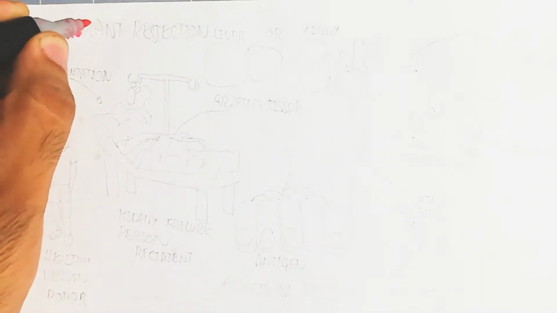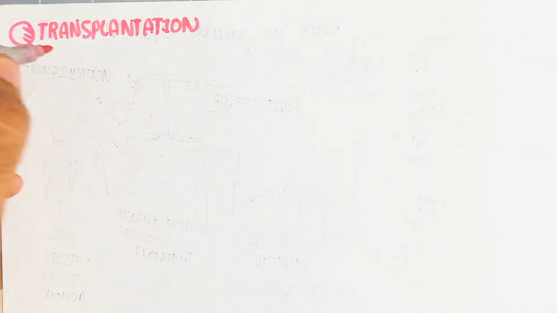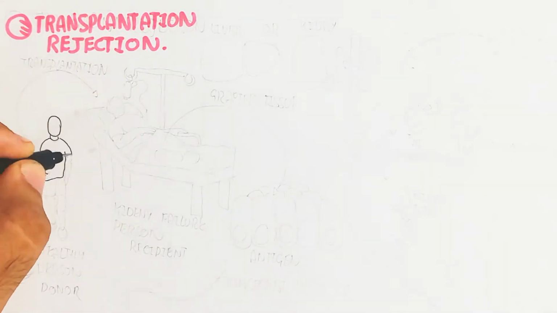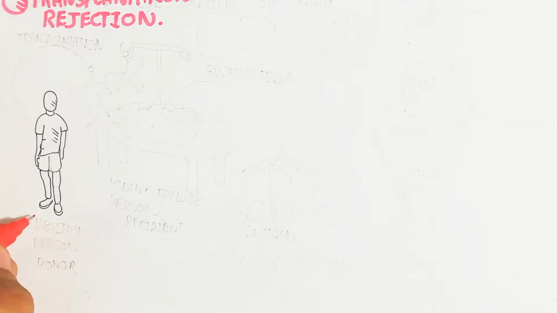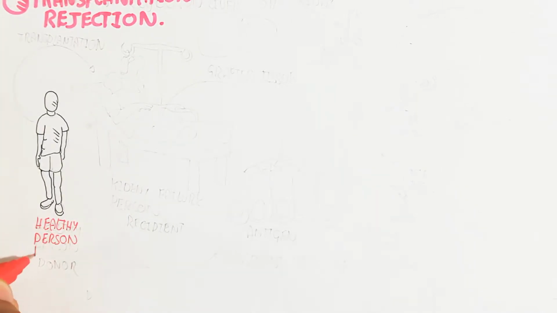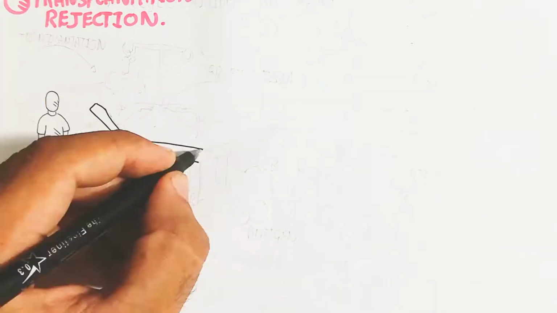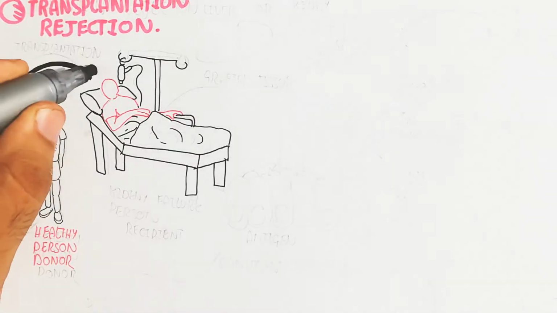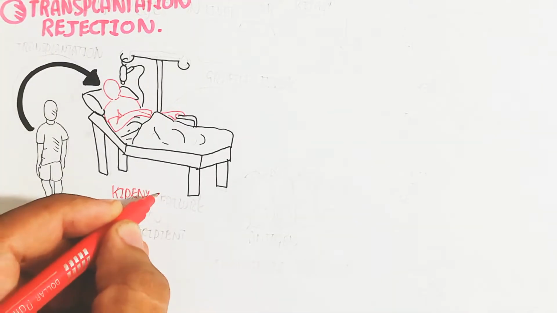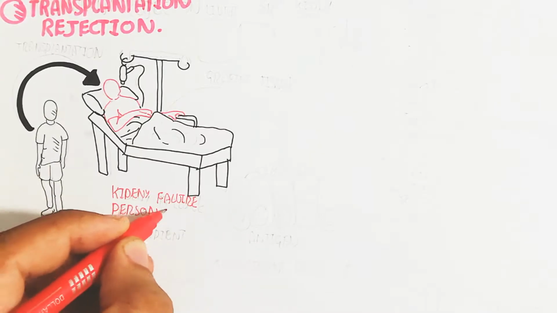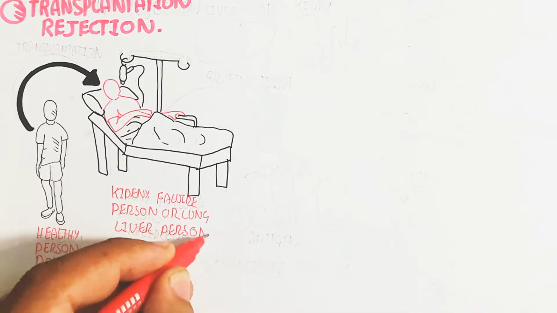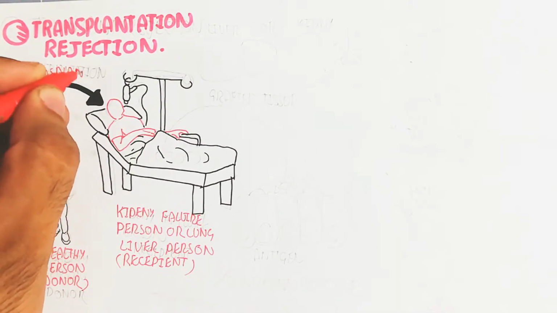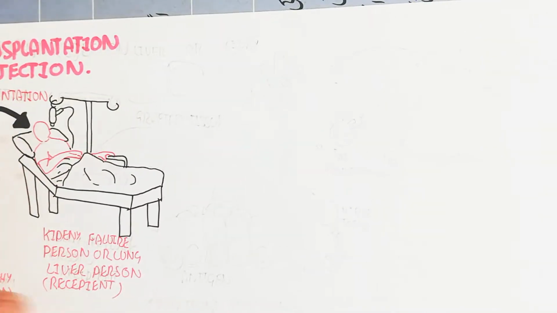Hello, in this video we will discuss transplantation rejection. After the transplantation, how will the rejection process occur? So let's begin to understand. This is the healthy person, the donor, who will donate a kidney, lung, or liver part. That kidney, liver, or lung transplantation goes to the kidney failure, lung, or liver failure person, who is the recipient. So this is a transplantation.